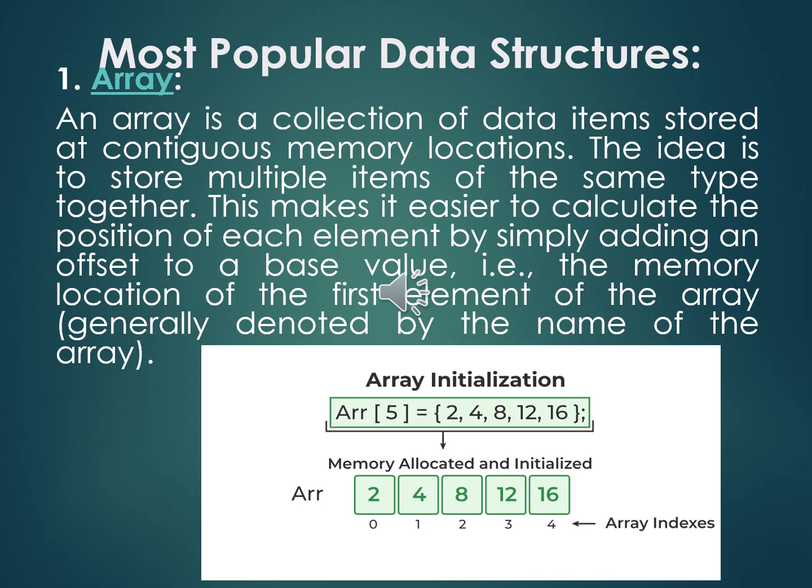Most popular data structures: array. An array is a collection of data items stored at contiguous memory locations. The main idea is to store multiple items of the same type together. This structure makes it easier to calculate the position of each element by simply adding an offset to a base address, that is, the memory location of the first element of the array, usually represented by the array's name. As shown in the figure, an array initialized with values 2, 4, 8, 12, and 16 occupies consecutive memory blocks, and each element can be accessed using its index.